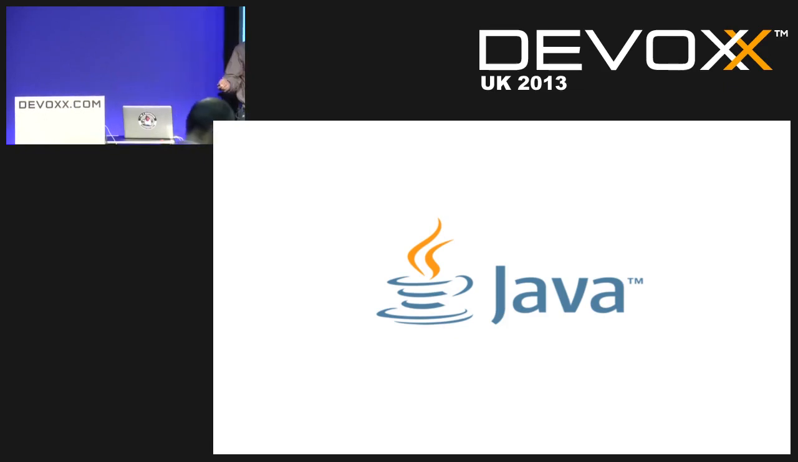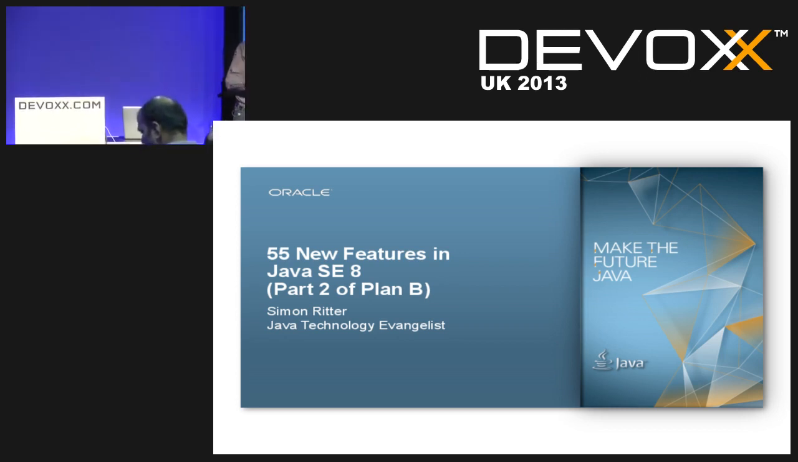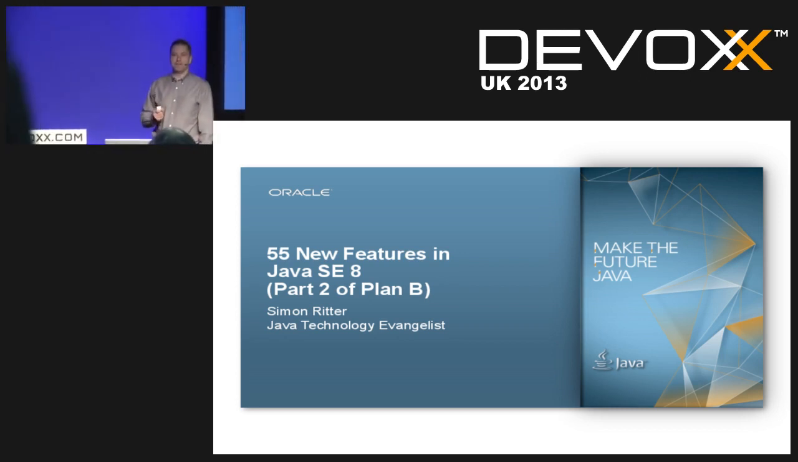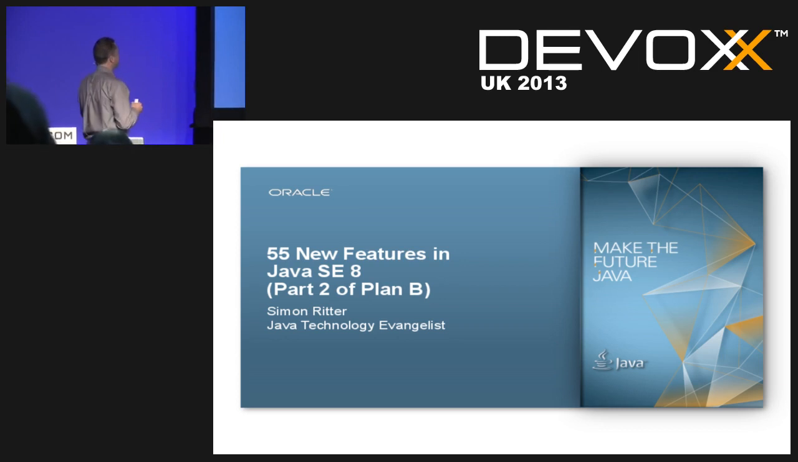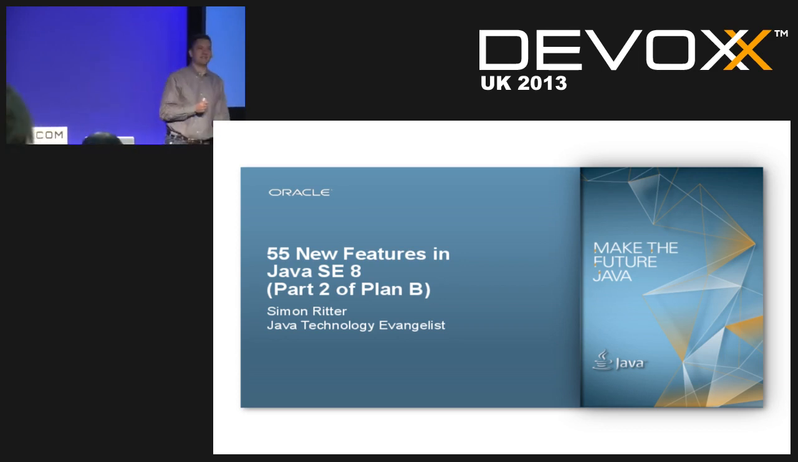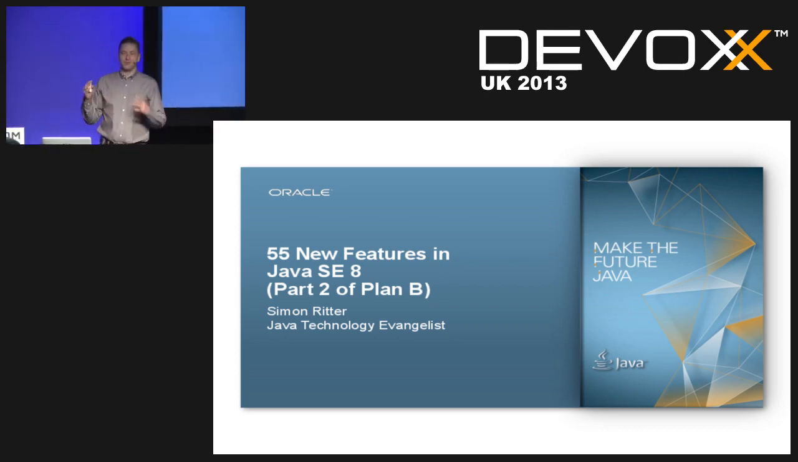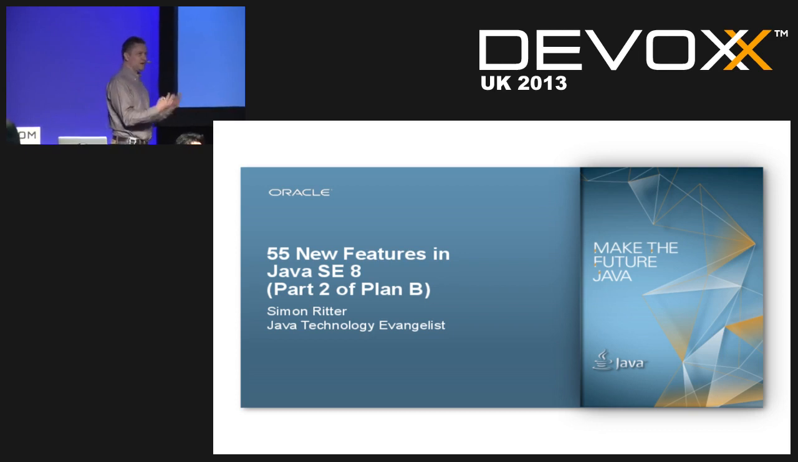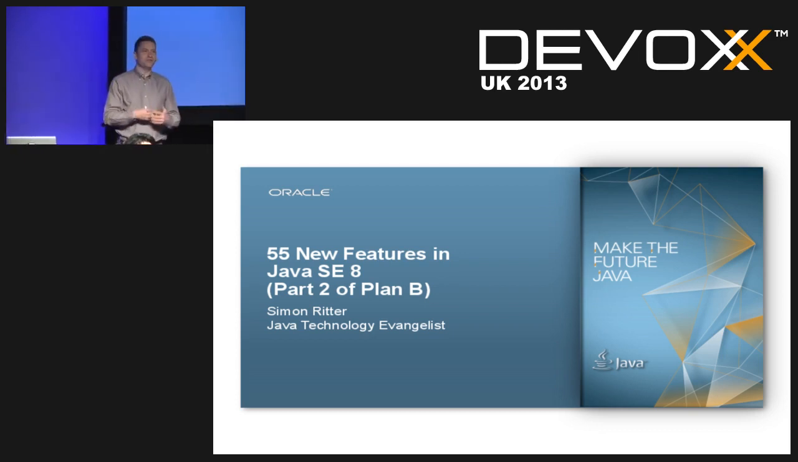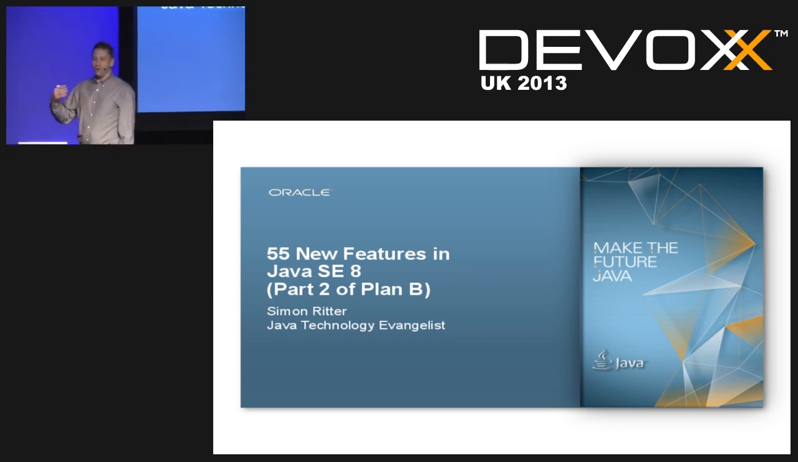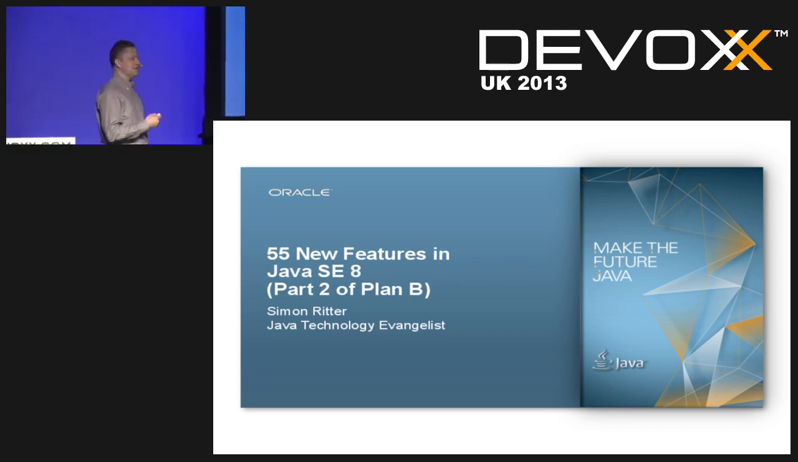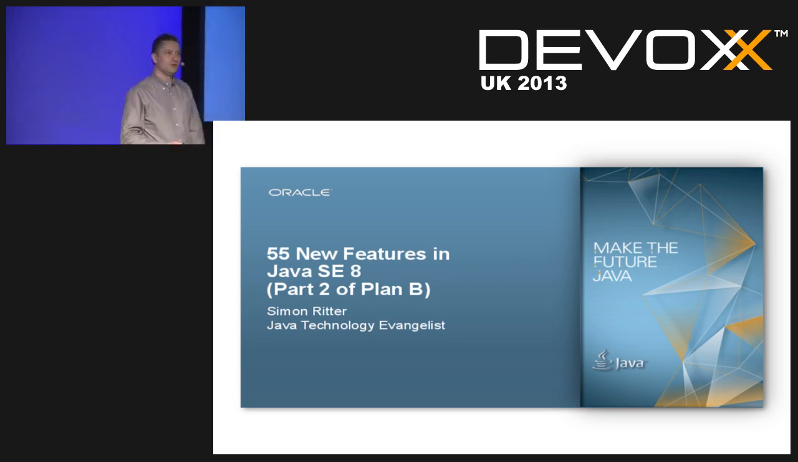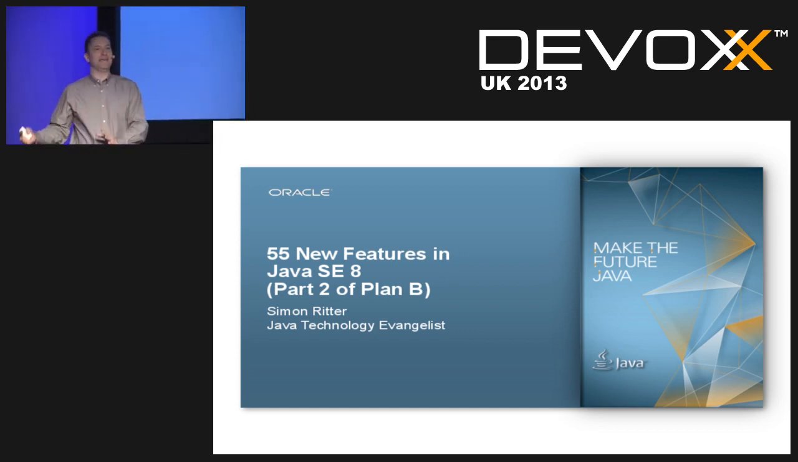So, the title of this presentation that was published was 55 New Features in Java SE 8. The reason that we called it this was because it was based on a presentation that we did a little while ago, which was, funnily enough, called 55 New Features in Java SE 7. So it seemed logical to have one called 55 New Features in Java SE 8. And I've kind of subtitled this as Part 2 of Plan B.